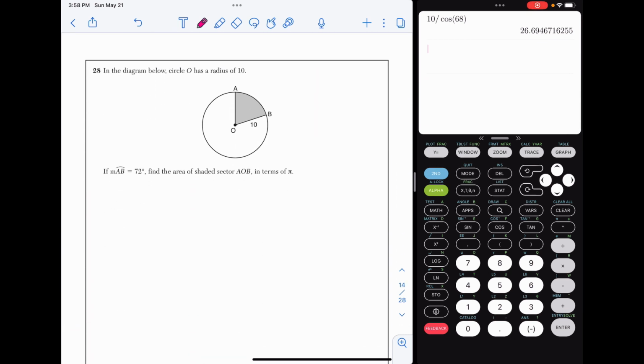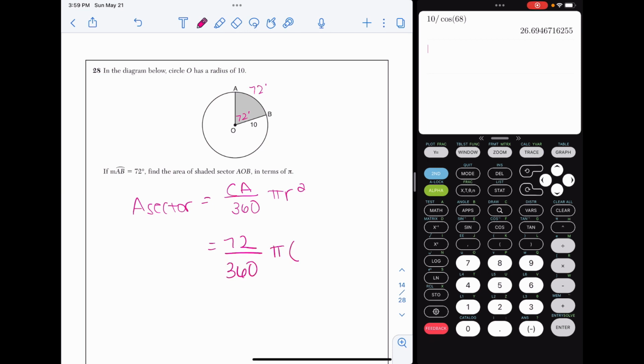28, in the diagram below, circle O has a radius of 10. If arc AB is 72 degrees, find the area of shaded sector AOB in terms of pi. The formula for area of a sector is, I'm going to abbreviate CA, the central angle, over 360 pi r squared. Well, the central angle is equal to the arc it intercepts, so I'm going to fill in that 72.